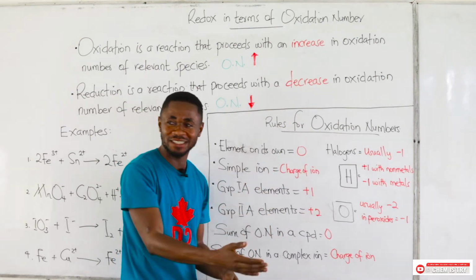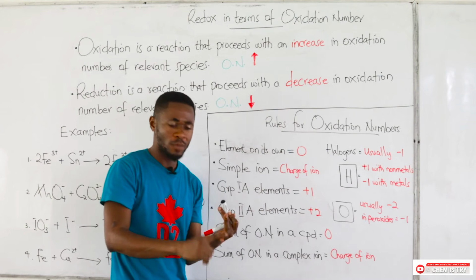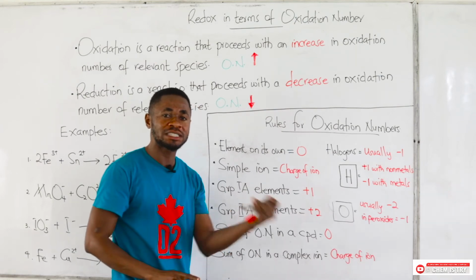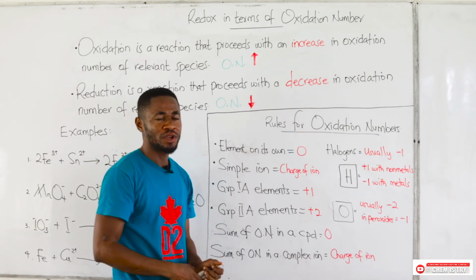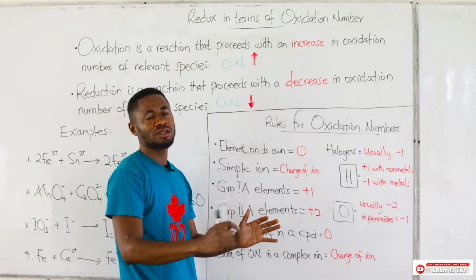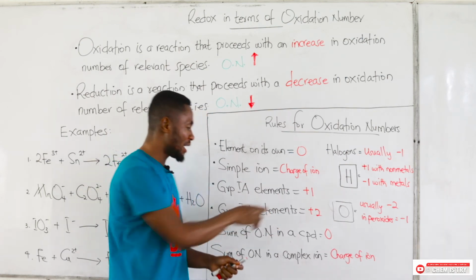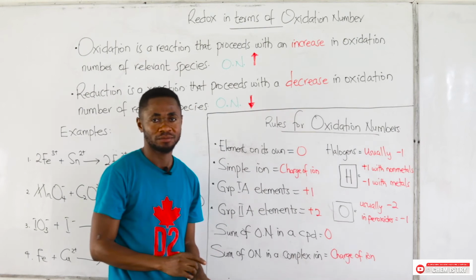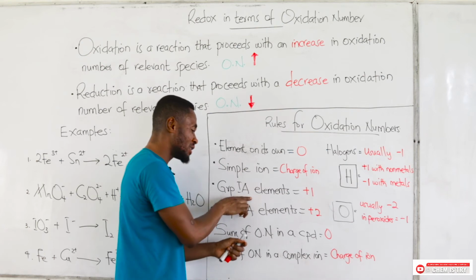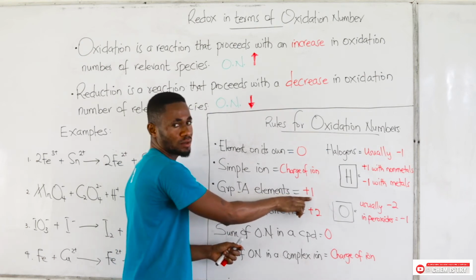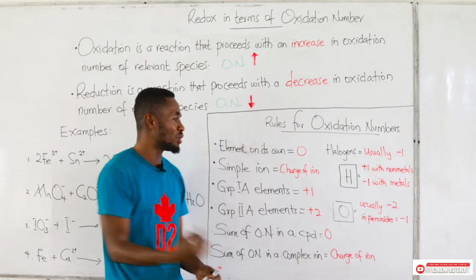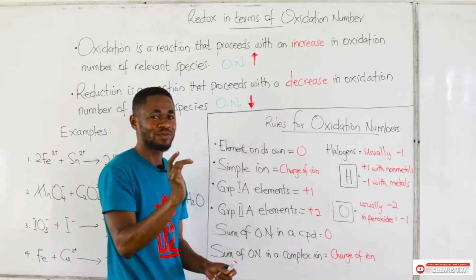Group 1A elements: lithium, sodium, potassium, rubidium, cesium, and francium. If you see them in any chemical substance, their oxidation number over there is +1. Which means when they are alone, they are not in any chemical substance, so their oxidation number will be 0.